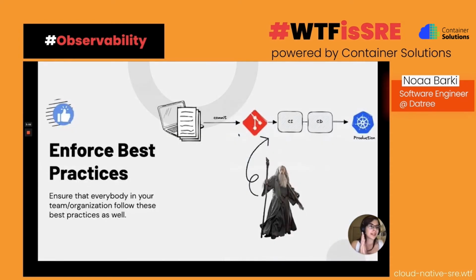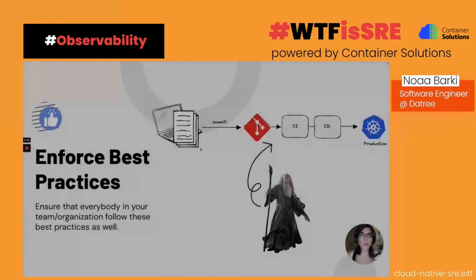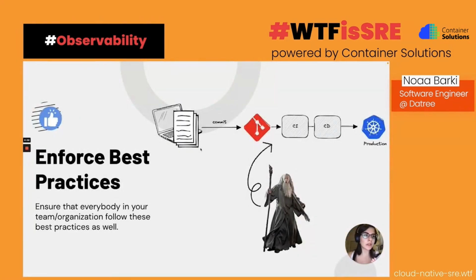So, last but not least, let's talk about how you can enforce those best practices in order to prevent the misconfigurations that happen due to organizational and team alignment. When it comes to organizational or team alignment, we basically want to ensure that everybody in the organization follows these best practices. So it's pretty much a question of policy enforcement.